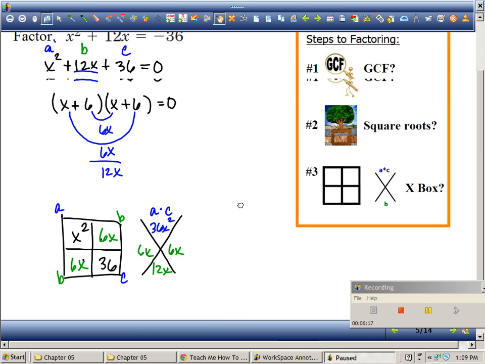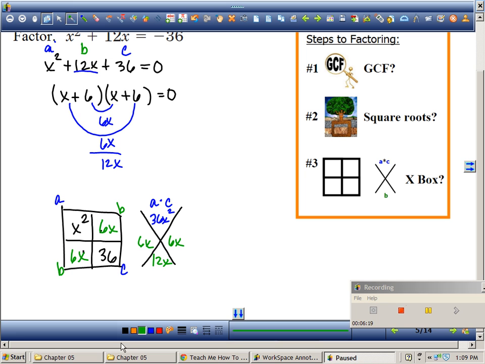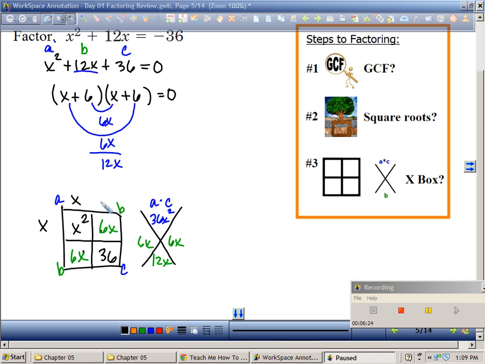So in order to factor this, I need to find the common factors. X times x is x squared. X times 6 is 6x. What do these two have in common? A 6. 6 times x is 6x. 6 times 6 is 36. There it is factored. X plus 6 times x plus 6 equals 0.